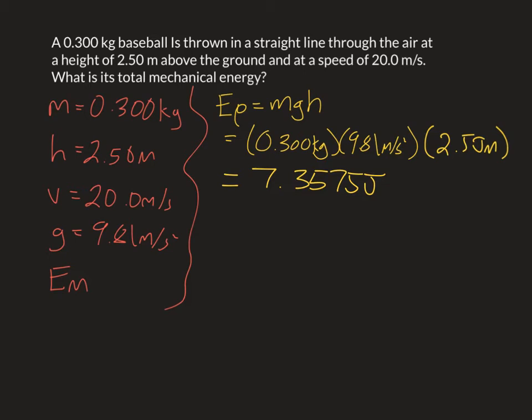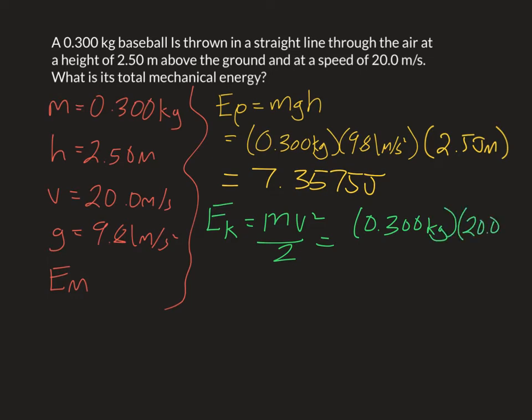Now, I'm not going to round that right yet. I'm going to wait until I've added the potential and kinetic energy together because I want to make sure that I'm not rounding until the very end. So I want to keep that number in my calculator. In the meantime, let's figure out kinetic energy. So kinetic energy is equal to mass times velocity squared divided by 2. Plug my numbers in again. So I'm going to go 0.300 kilograms times my velocity of 20.0 meters per second squared divided by 2.